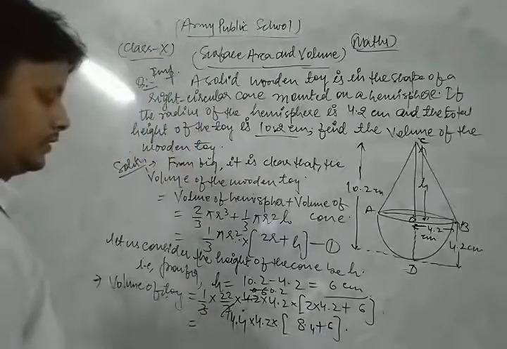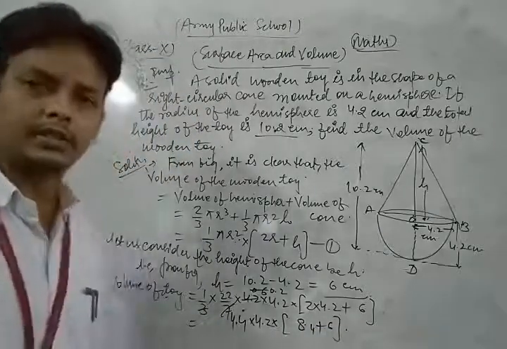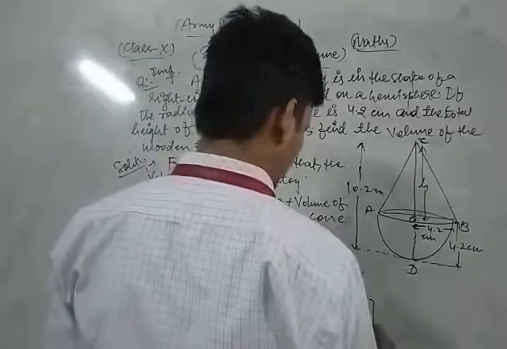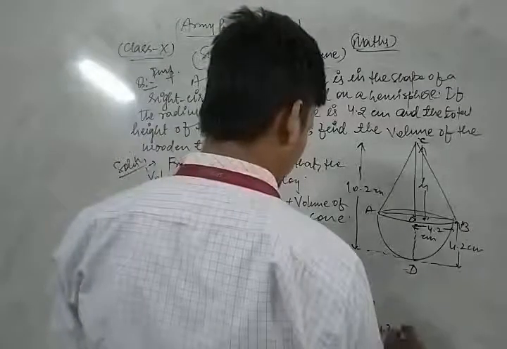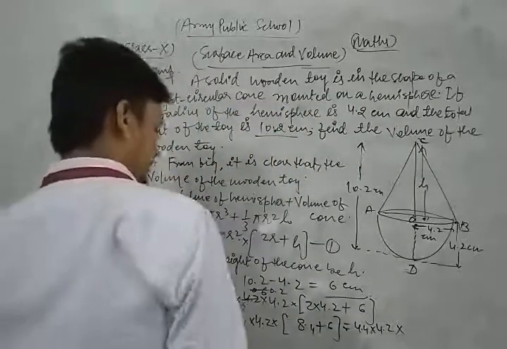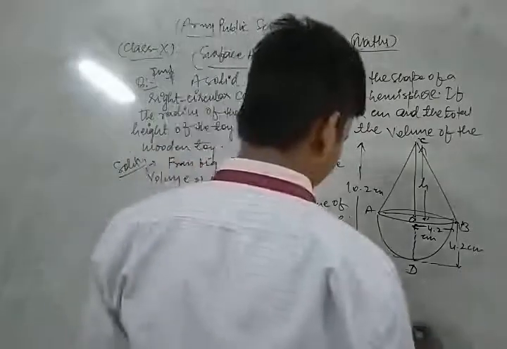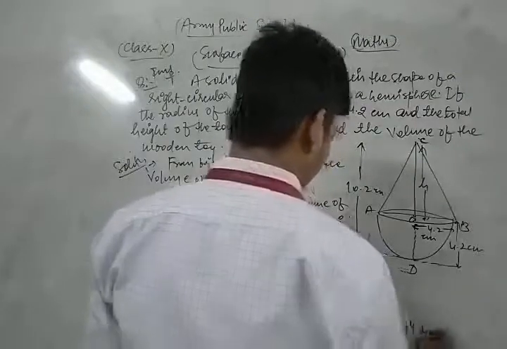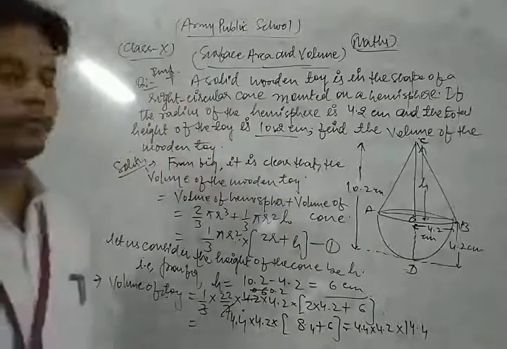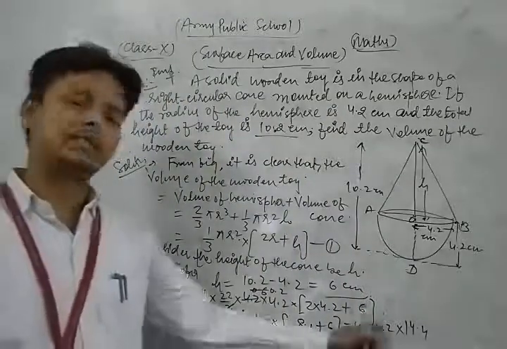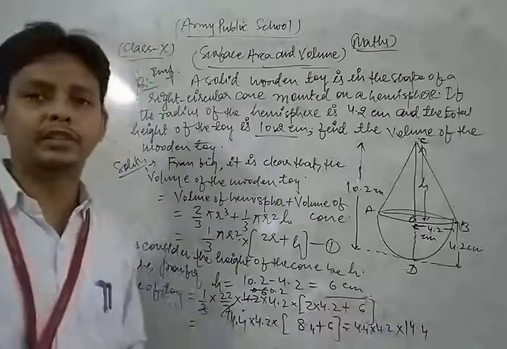plus 6. Now 4.4 into 4.2 into 8 6 14.6, 14.4 now, 14.4. So this is the value. Now we simplify, we multiply them, and hence we get our result.